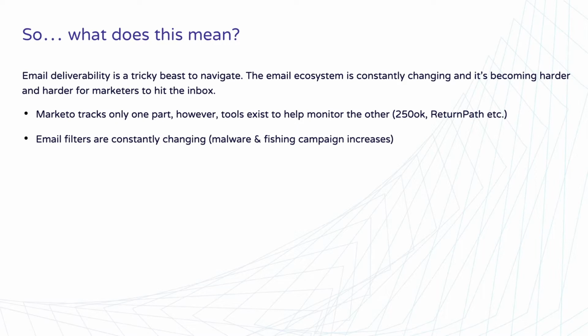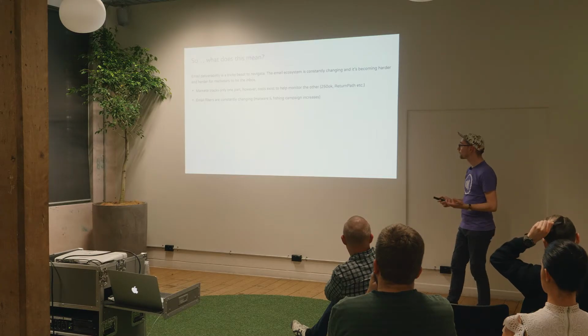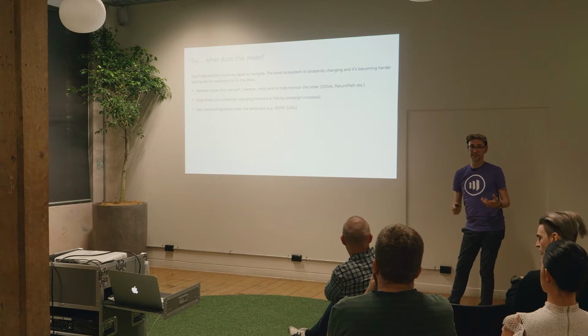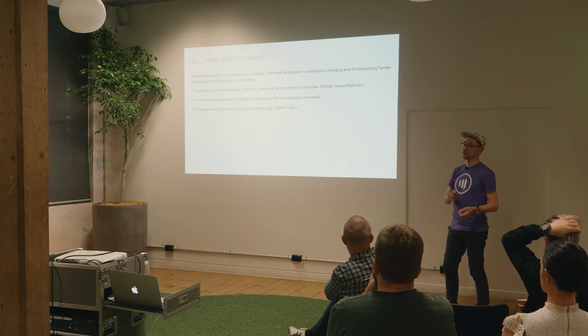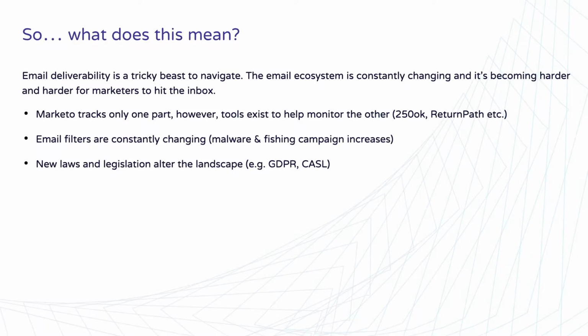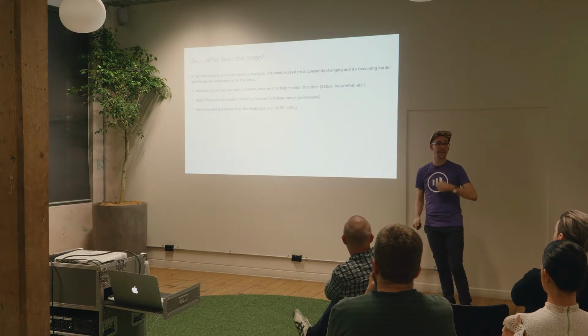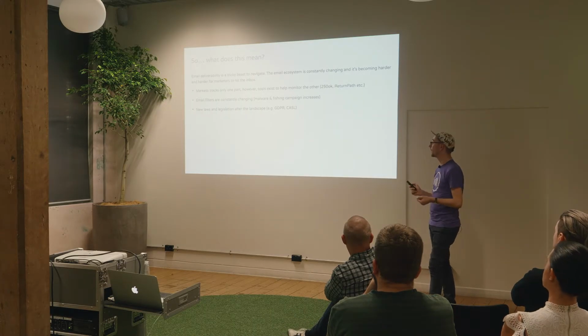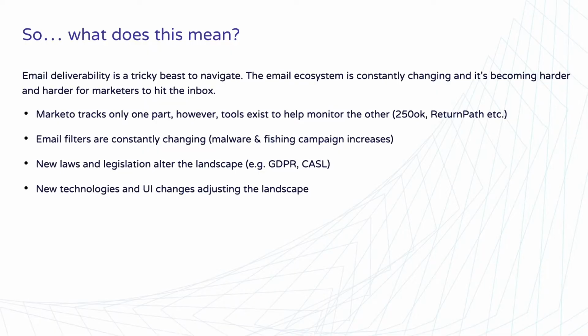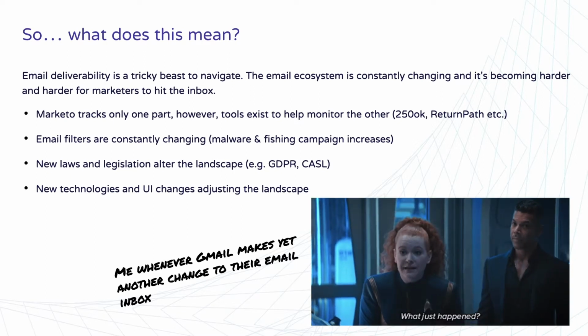Email filters are constantly changing, mostly to combat the latest malware and phishing campaigns that are out there. And then we've also got new laws and legislation to combat, like GDPR and the Canadian anti-spam legislation that came through in the last couple of years. These changes mean that we've got to change how we think about our lead generation practice, how we're capturing leads, and what we do with them off the back end of that. And then new technologies and UI changes are constantly adjusting the landscape, like Gmail, which is my favorite.